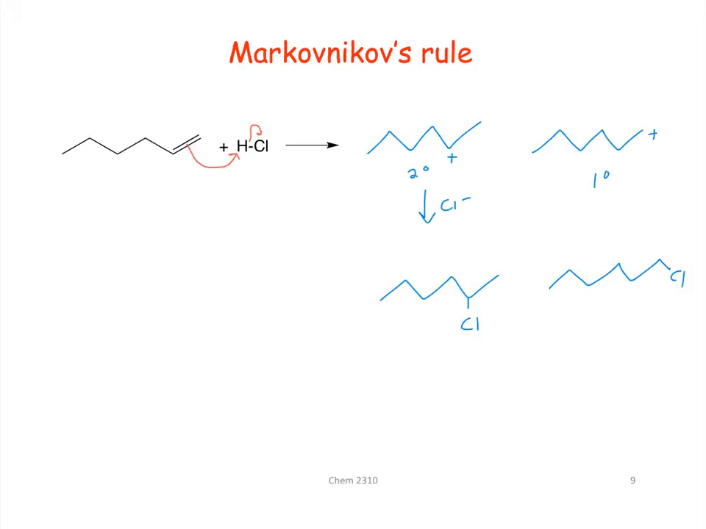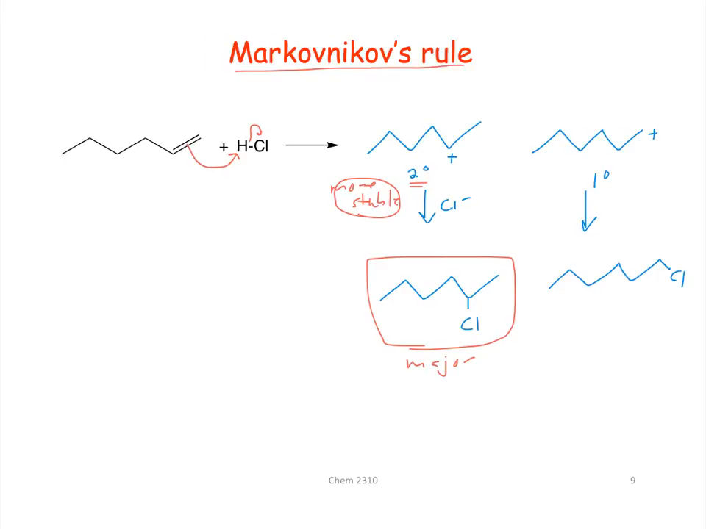So what did we learn from the Hammond postulate? Which of these two routes would be more favored? We can say that secondary is more stable, and because this is an endergonic step, the transition state leading to that will also be more stable. So this is going to be more stable, it's going to be formed faster, and it's going to lead to this product over here as the major product.